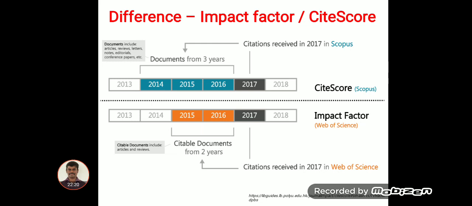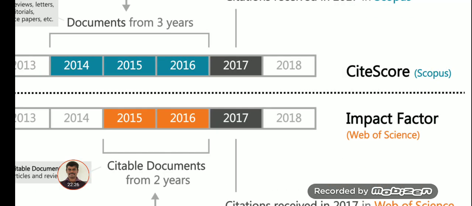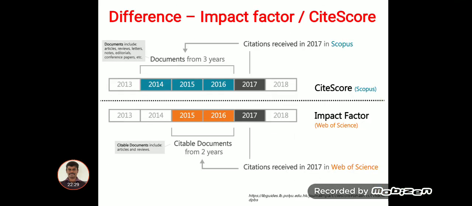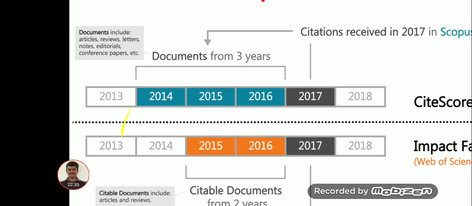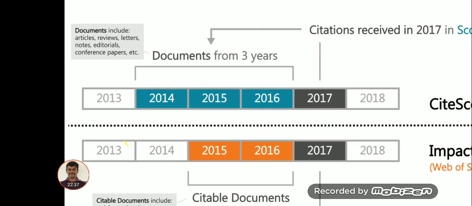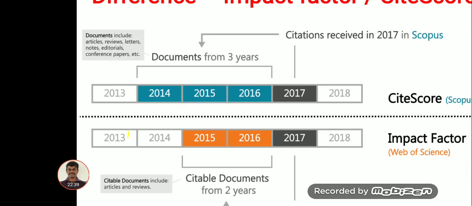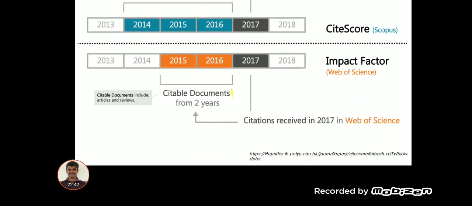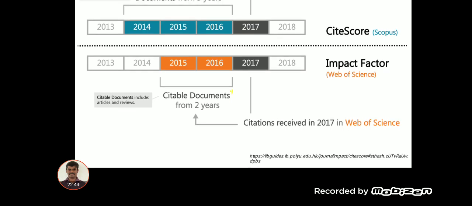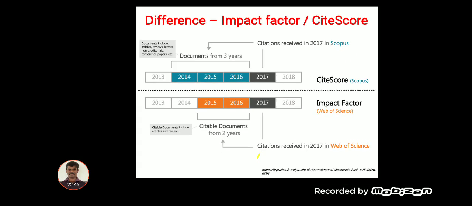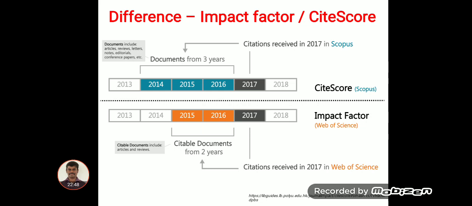CiteScore is calculated from the Scopus database, whereas impact factor is calculated from the Web of Science. The documents which is included in the CiteScore are articles, reviews, letters, notes, editorials, conference papers, etc. Whereas in Web of Science, only the articles and reviews are included. So this is all the main difference between the impact factor and the CiteScore.